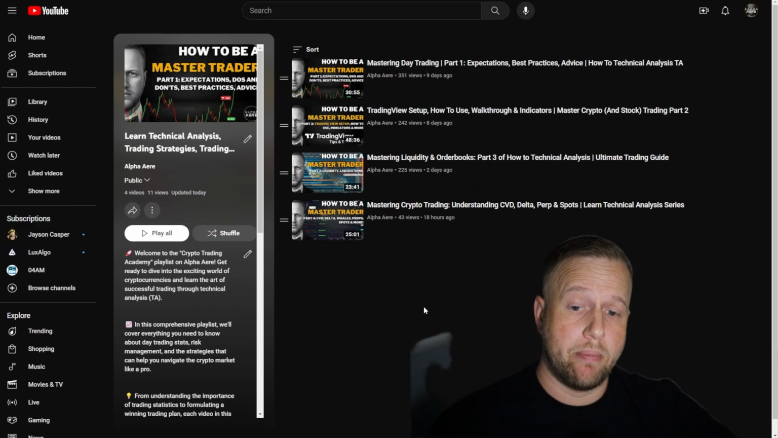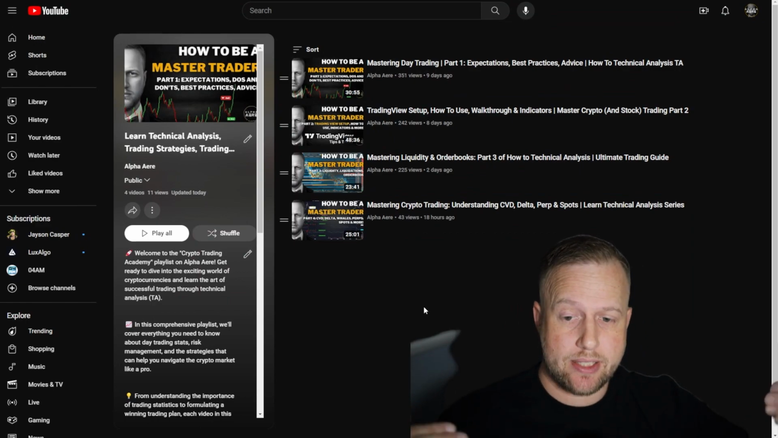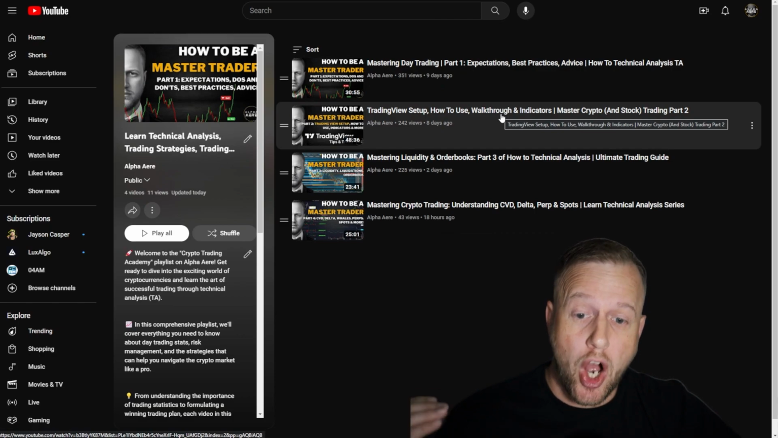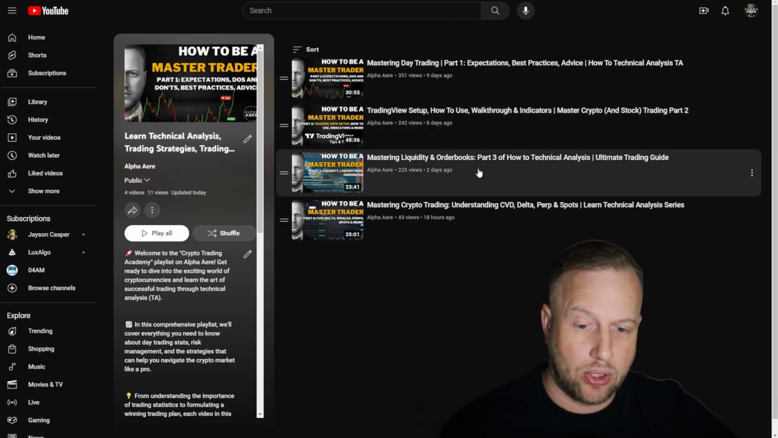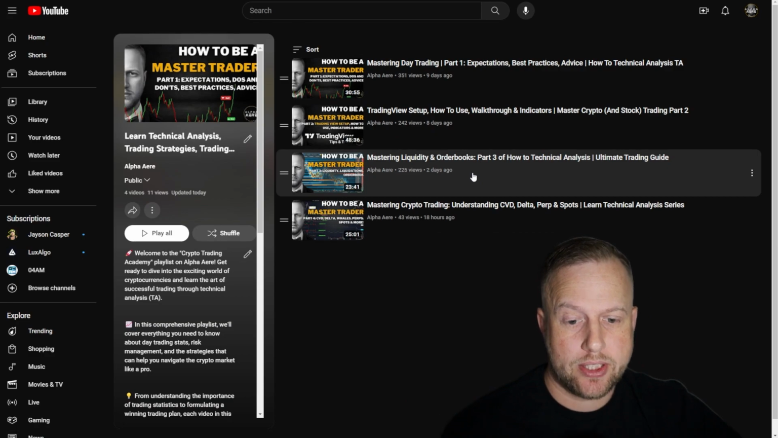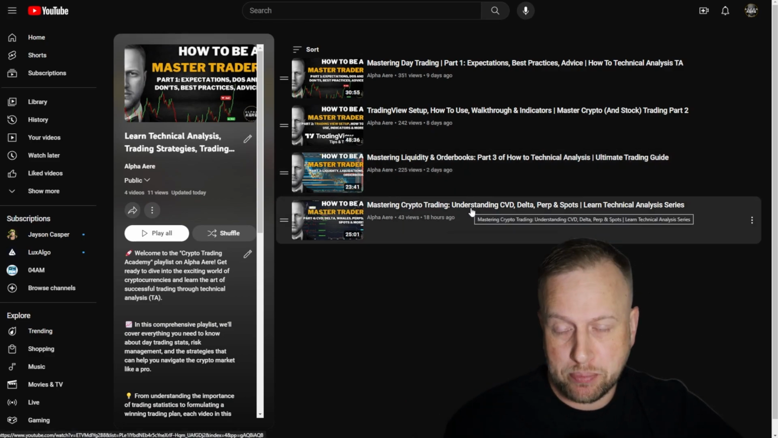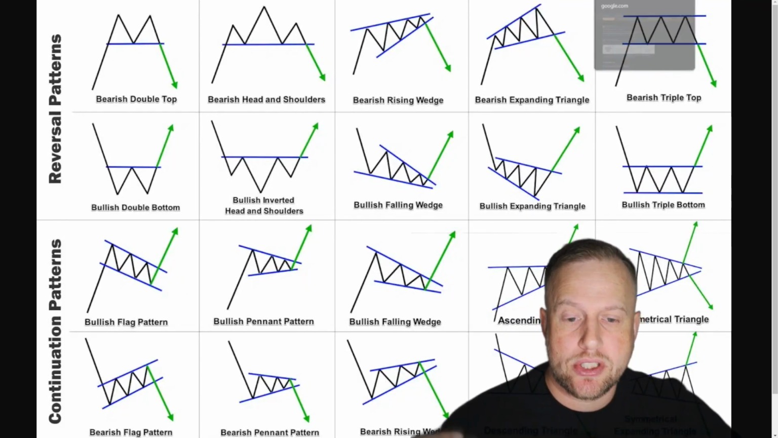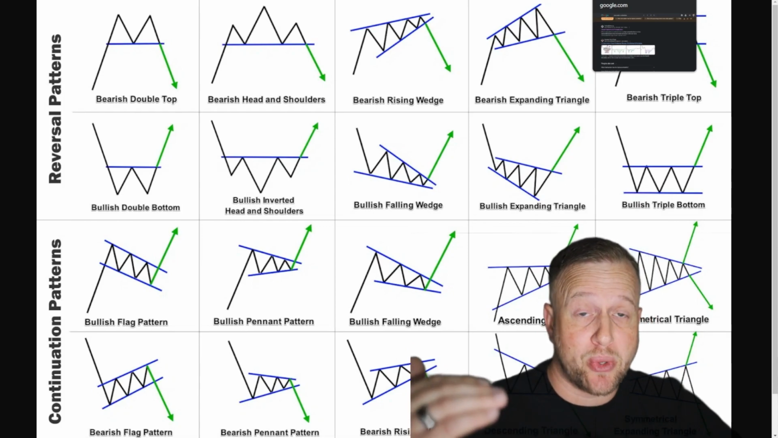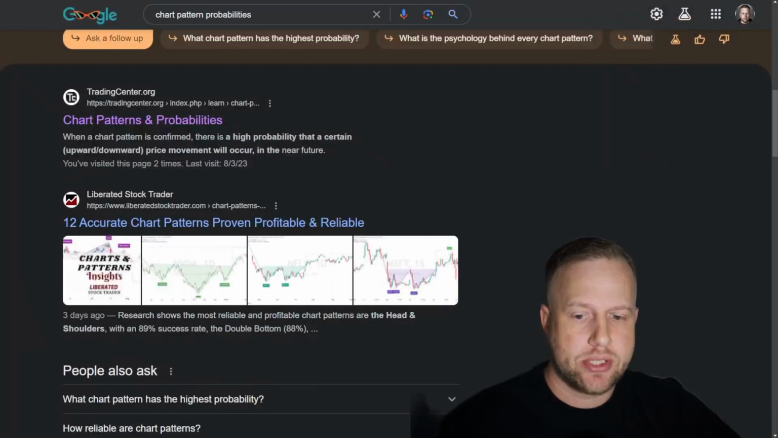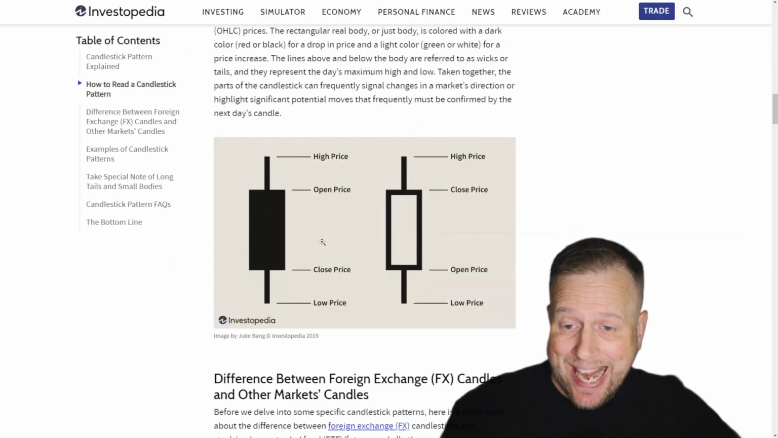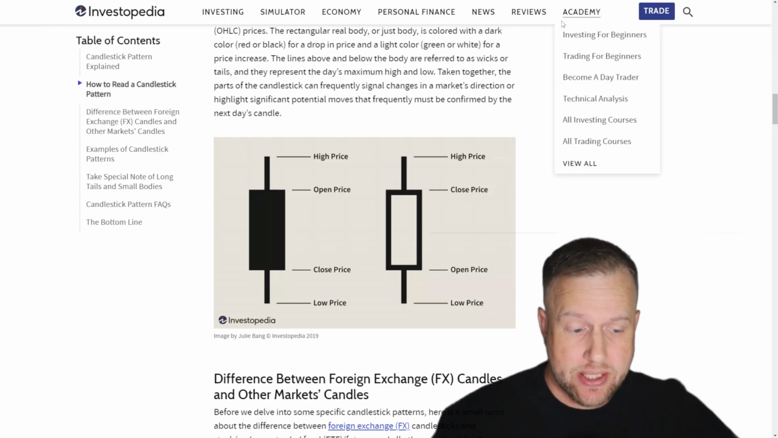It's also important to remember that trading is a formula. Trading is mathematics, right? So it's the expectations, best practices, setting up a trading plan, plus understanding how to work TradingView, plus mastering liquidity and order books, plus understanding CVD, delta, and spot and perps, plus understanding trend lines, understanding chart patterns, being able to identify them on all time frames, being able to understand candles and candlestick patterns, bullish spinning tops, for example.